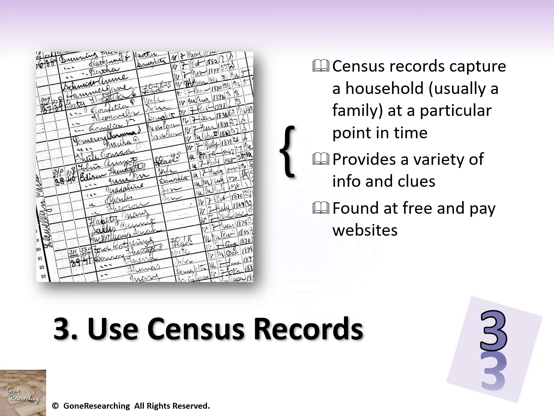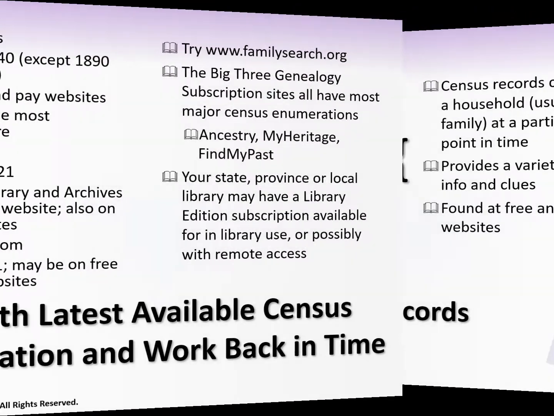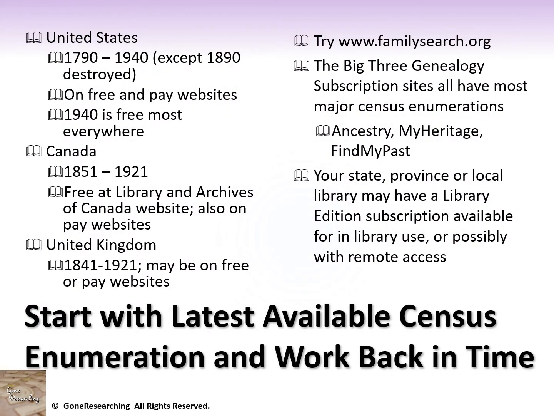Census enumerations asked slightly different questions each enumeration year. They can be found on free and pay websites. I suggest starting with the latest available census enumeration and working back in time. Various countries took census about every 10 years. For the United States, they did theirs on the aught, so years ending with a 0, 1790, 1800. Canada and the United Kingdom took their census in years ending with a 1, so 1851, 1861.